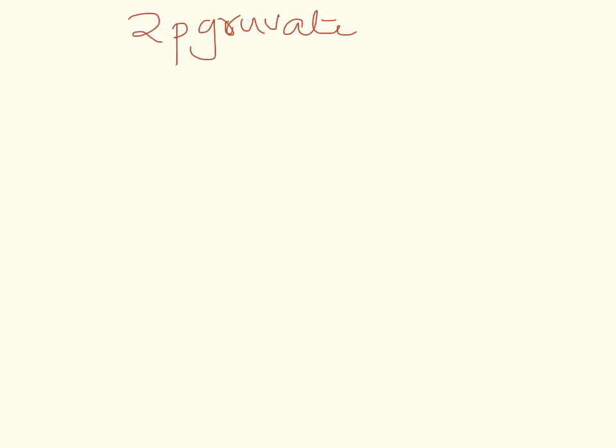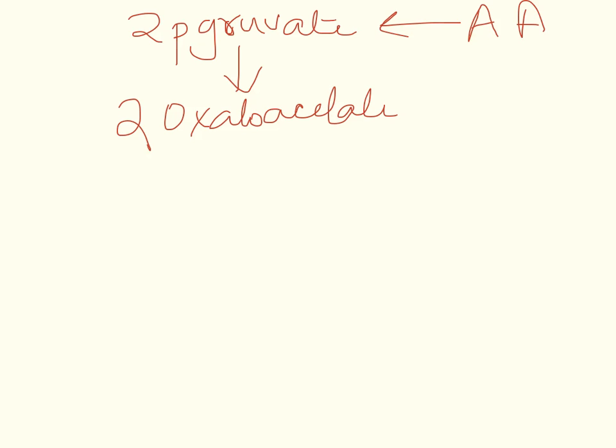from amino acids you get pyruvates. From the 2 pyruvate molecules you get 2 oxaloacetate molecules, and this is not a reversible reaction of glycolysis. So from 2 pyruvate molecules you get 2 oxaloacetate, and the enzyme here is pyruvate carboxylase.